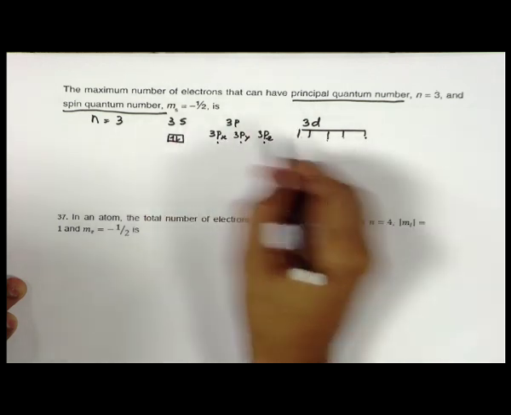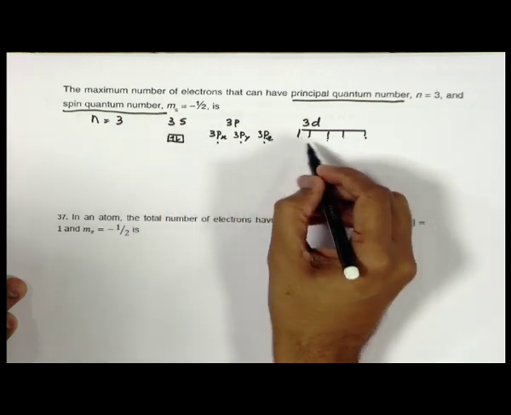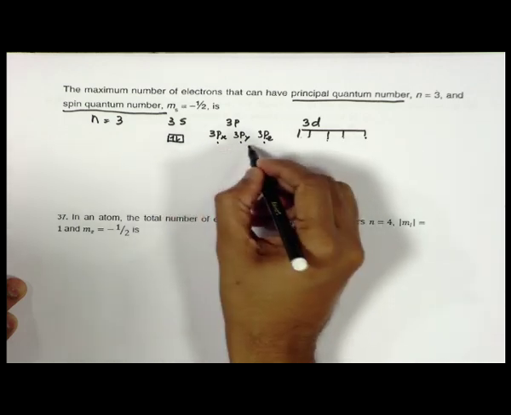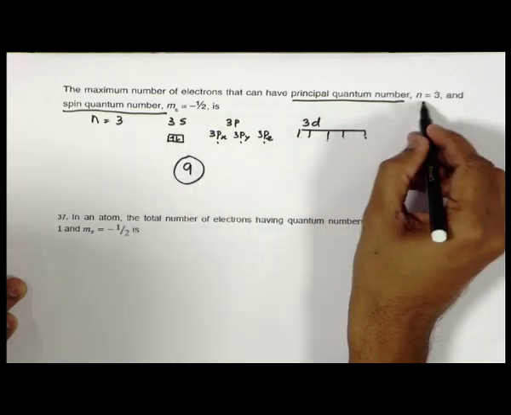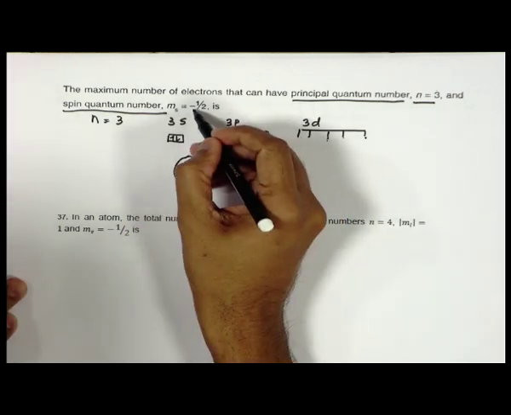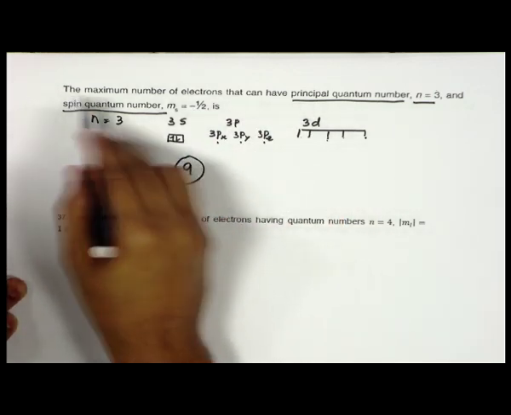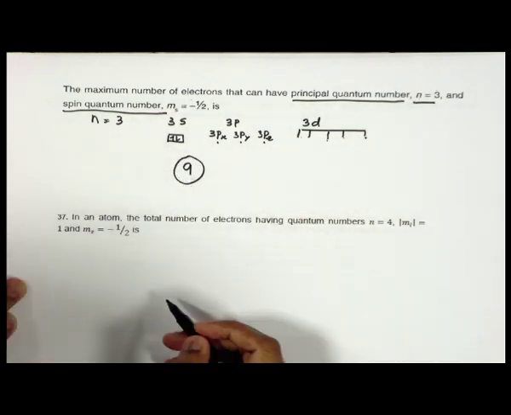So, the answer to this question is essentially counting the number of orbitals: 1, 2, 3, 4, 5, 6, 7, 8, 9. So, 1 plus 3 plus 5. There are 9 orbitals for n equals 3, and each orbital can have only one electron with ms equals minus half. So, the maximum number of electrons that can have these two quantum numbers is 9.